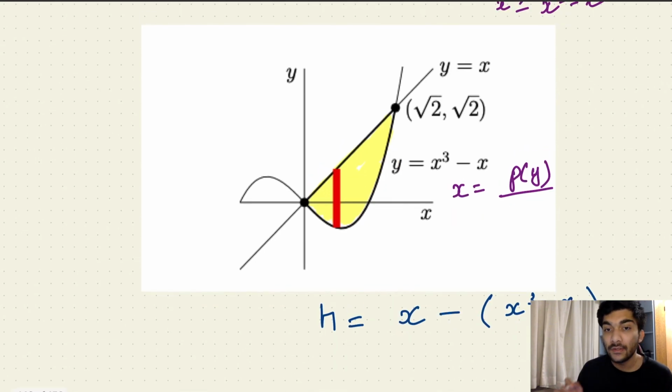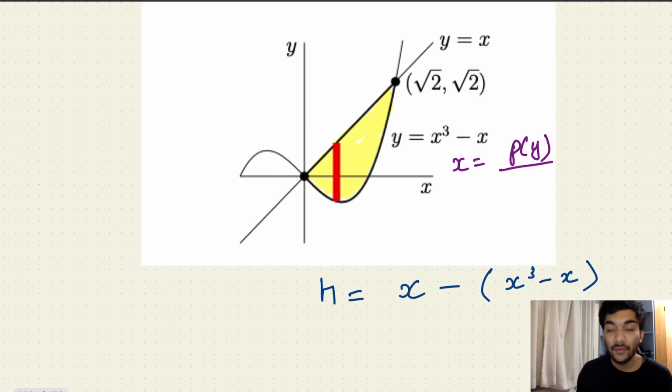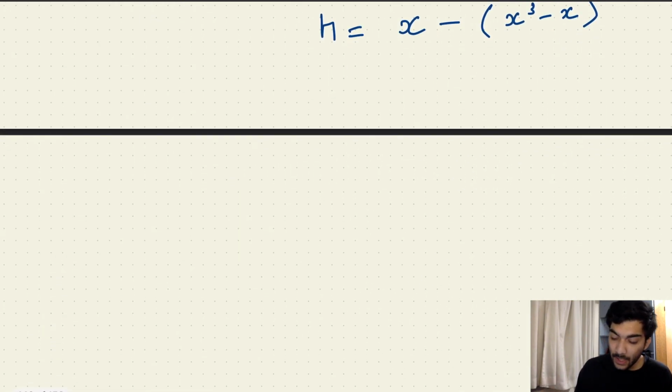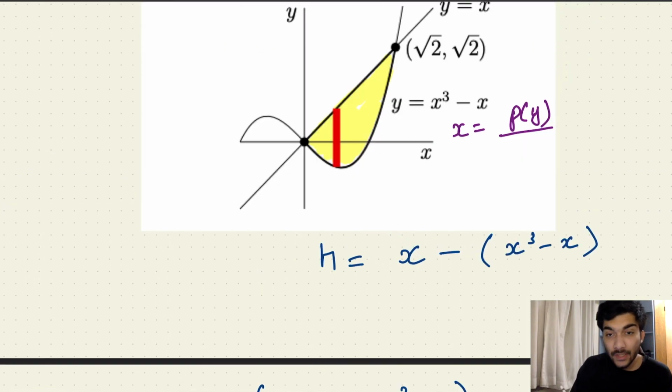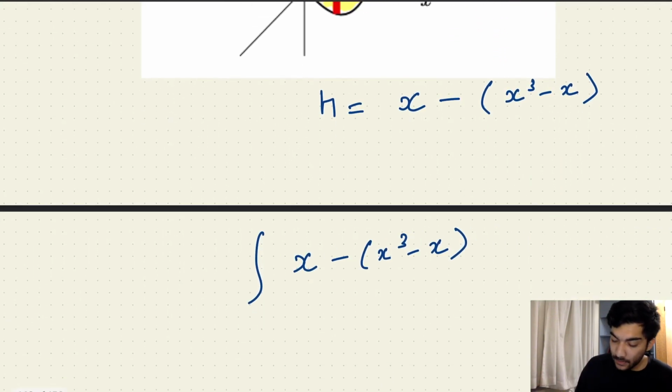So now the final step is to write the area under the curve in definite integral notation. Since we have clearly identified the height of our vertical strips, which is x minus x cube minus x in this case, and since we are taking vertical strips, our width is very small, right? The width of my vertical strips would be infinitesimally small, which would be dx in this case. So that is why we will write dx.